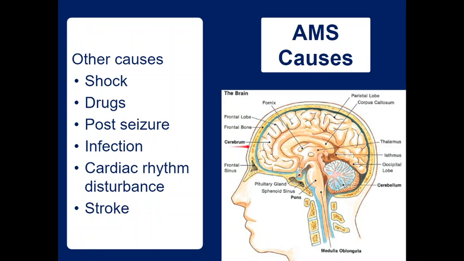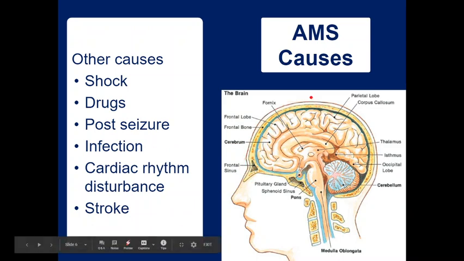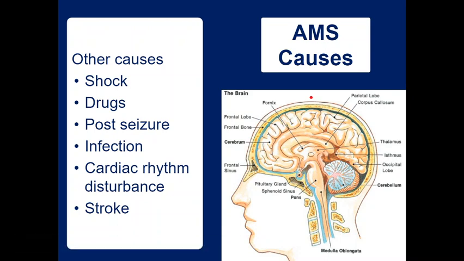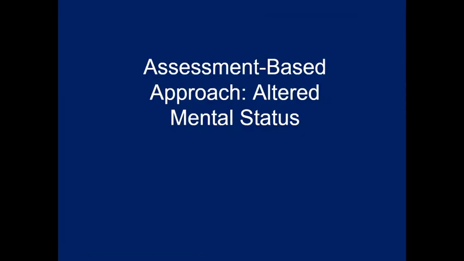We already talked about infection. Stroke is a vascular problem in the brain. Shock is global hypoperfusion, while a stroke would be local hypoperfusion. So if I have a clot somewhere in the brain, everything distal to that clot will be getting no blood flow. And then don't forget cardiac in origin. If I have a dysrhythmia, a problem with my rhythm, or I go into cardiac arrest, that will certainly lead to altered mental status because of the abnormal perfusion.